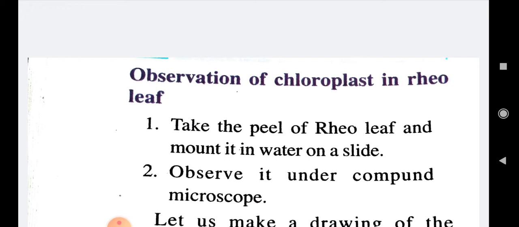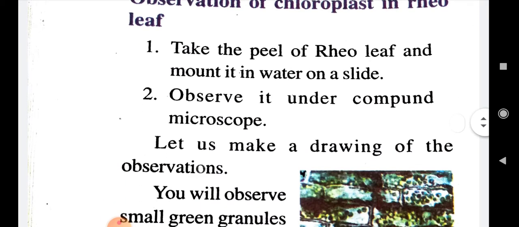You have to take a small slide, and onto the slide you have to place some drops of water in order to keep the peel from drying. So in that water you have to place this peel of the rheo leaf and keep this slide under the microscope. In our labs we will be having the compound microscope. You have to place the slide under the compound microscope.